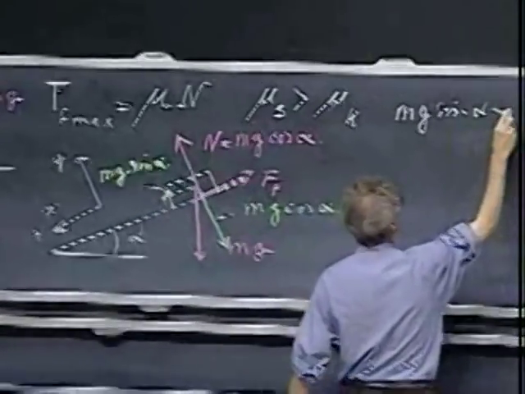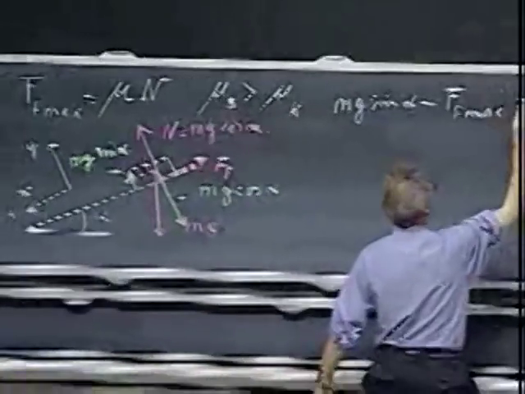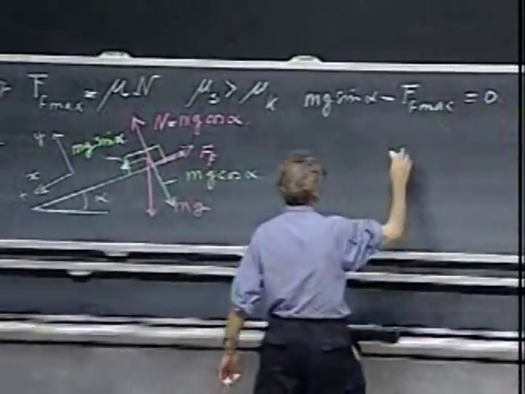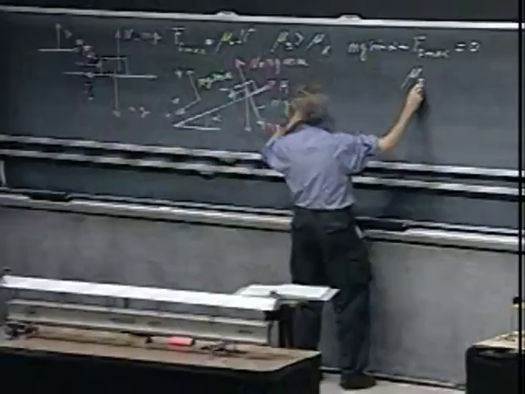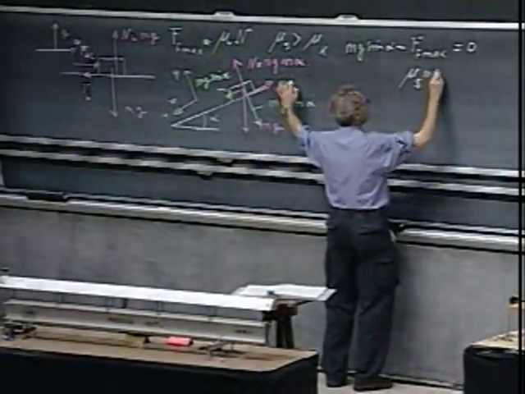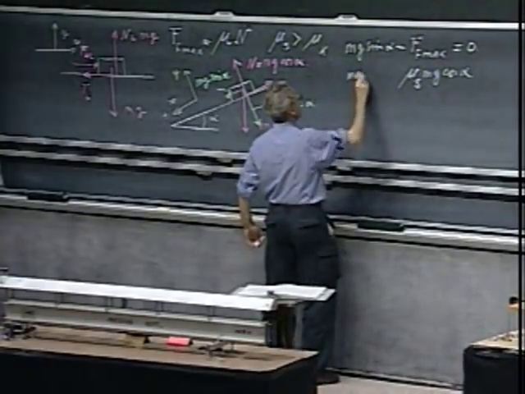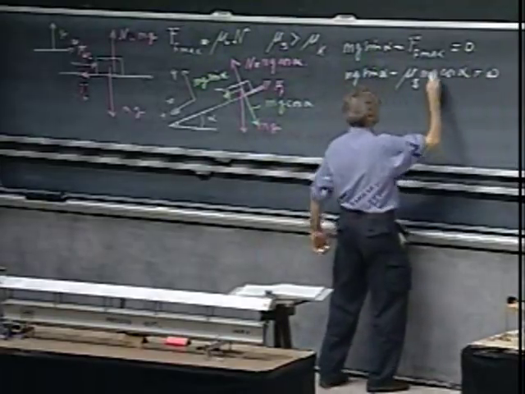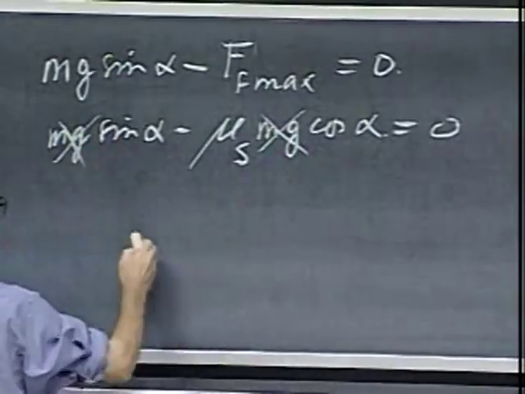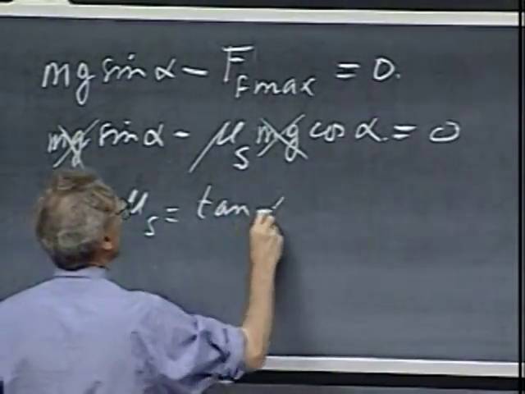sine alpha minus F_F maximum at this point is zero. And this one is mu static times n, which is mg cosine alpha. This one is mg sine alpha. This equals zero. I lose my mg. And you see that mu of s equals the tangent of alpha.